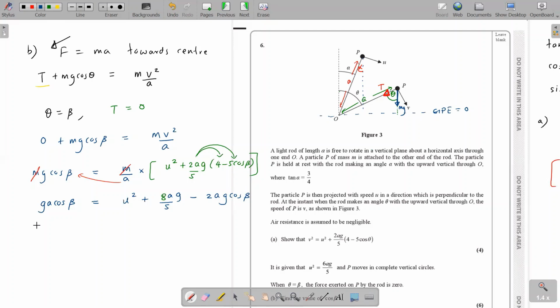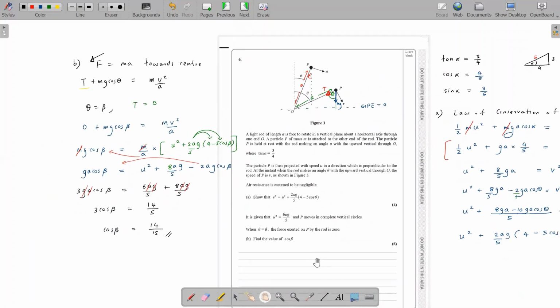Now take the cos betas to one side. Ga cos beta minus 2ag cos beta. If you bring it here, ga plus 2ga cos beta, that's 3ga cos beta equals, u square value was given to you. U square is 6ag over 5 plus 8ag over 5. Again, you can see ag is common to everyone, so remove it. 3 cos beta equals, can you all add 6 over 5 plus 8 over 5? How much is it? 14 over 5. So this gives me cos beta equals 14 over 15. So this is the value of cos beta.